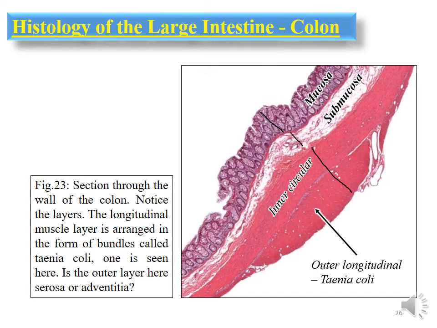Now, here we can see the characteristic feature of the muscularis externa of the colon. First of all, here we have two layers, an inner circular and an outer longitudinal. However, the outer longitudinal layer does not wrap around the entire wall of the colon, but it is bundled together in three bundles called teniae coli. So here we can see a bundle of the outer longitudinal layer of the colon.